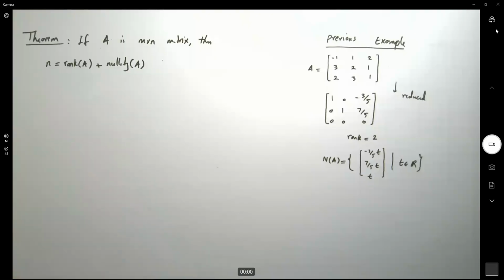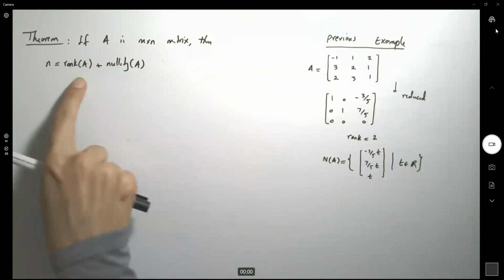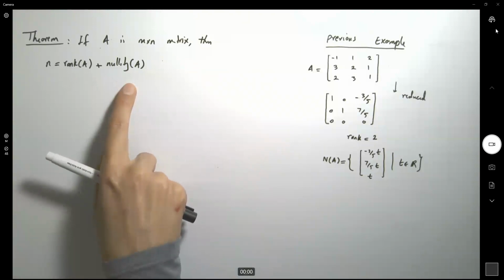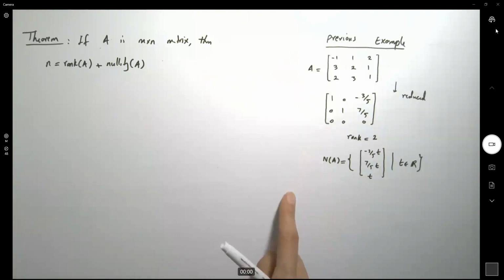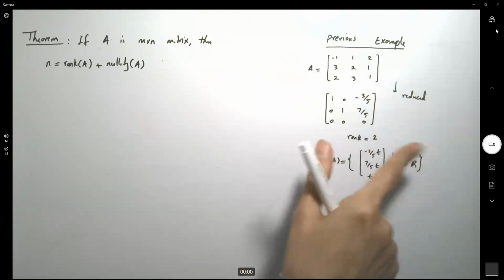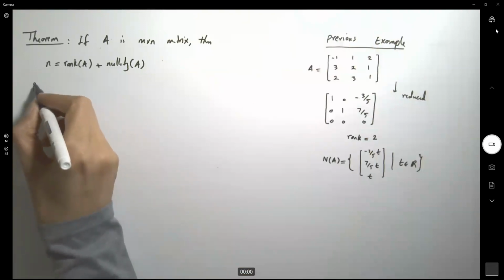Let's take a theorem here. If A is an m by n matrix, then n is equal to the rank of A plus the nullity of A. I wrote down the previous example that we did here, so when I reference the general idea, I can show you the example that we did here. So let us start the proof.